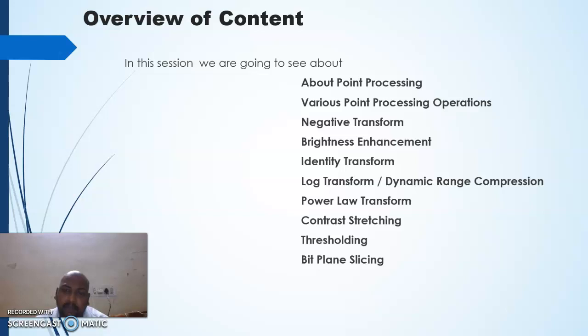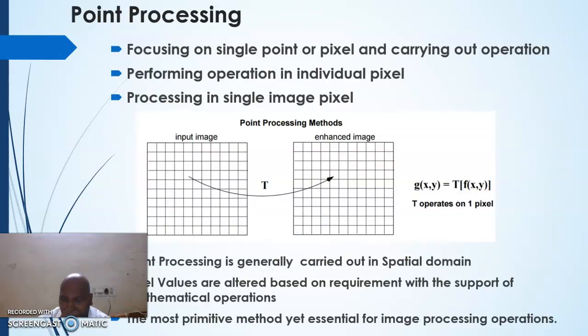When we talk about different point processing operations, we have negative transform, brightness enhancement, identity transform, log transform, power law transform, contrast stretching, thresholding, bit plane slicing. So like this, various point processing operations are there that we will be seeing one by one. So first we can see point processing.